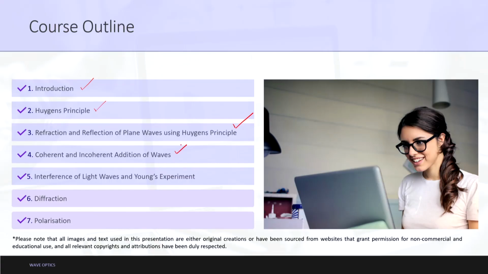Moving on, after this we learnt about coherent and incoherent addition of waves. There we learnt the interference concepts, how the intensity is 4I0, or 2I0, or 0. Coherent addition is basically about intensity being maximum and incoherent is about intensity being minimum. Today we will go on to the fifth concept, that is interference of light waves and Young's experiment.